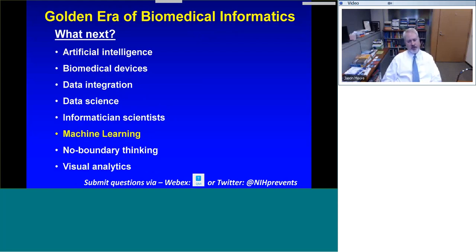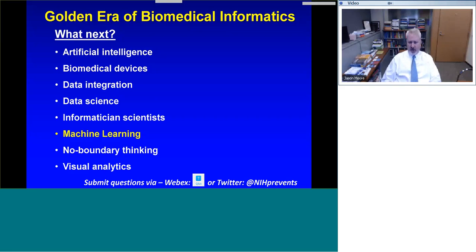So if this is the golden era, and I think it is, what can we expect over the next 10, 15, 20 years? I think artificial intelligence is going to play a prominent role, and we've seen a number of important advances in AI over the last few years. Biomedical devices are exploding and having an impact in healthcare and generate massive amounts of data. Data integration, we collect lots of research data, clinical data, but putting them together to answer questions is important. This is a really hot area. Data science, of course, integrating mathematics, computer science, and statistics to answer questions.